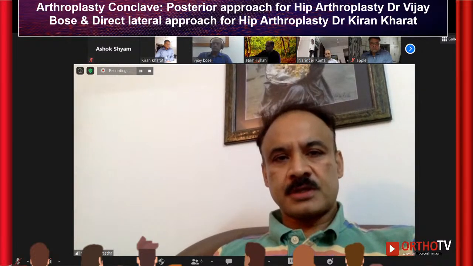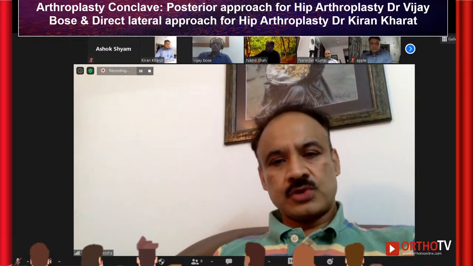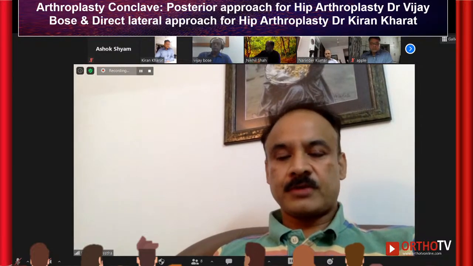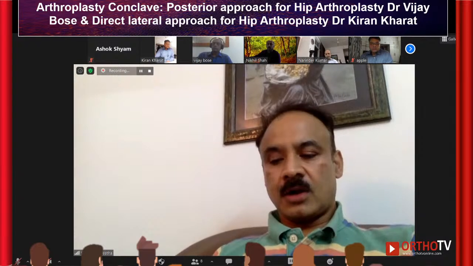tal, which helps in inferior exposure. We use the pins even in posterior inferior if the bone stock is good, and as indicated by Vijay, it also helps us to tell how the bone stock is.